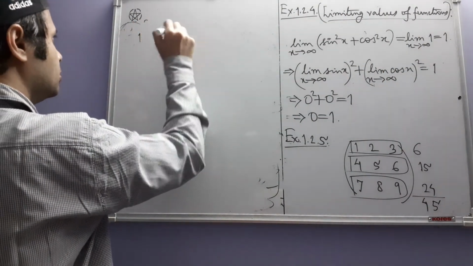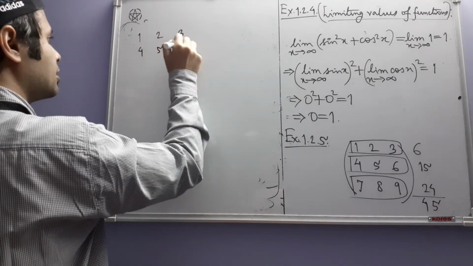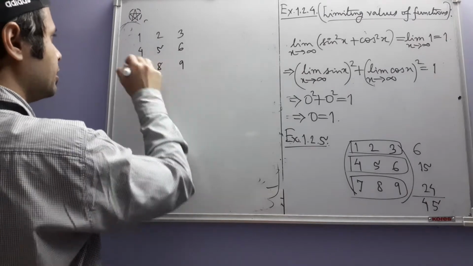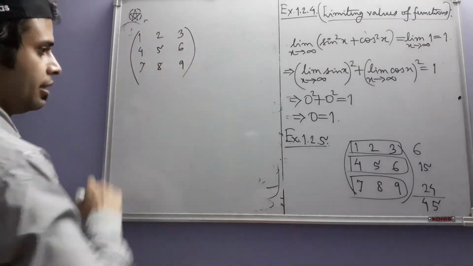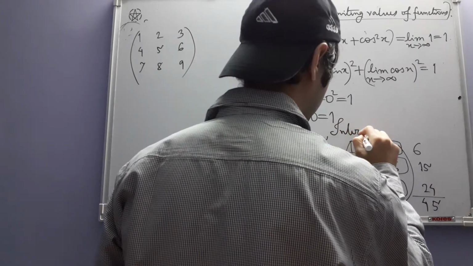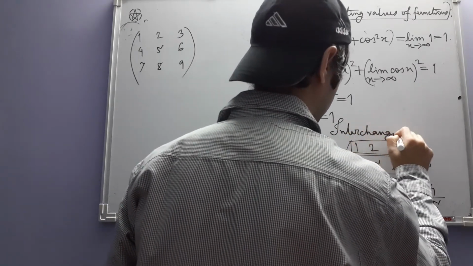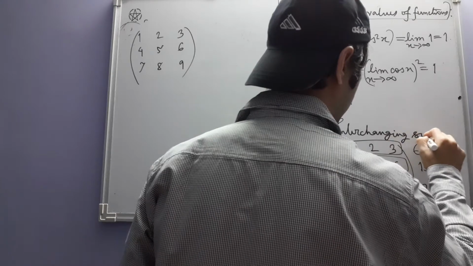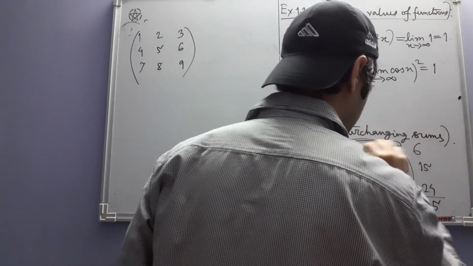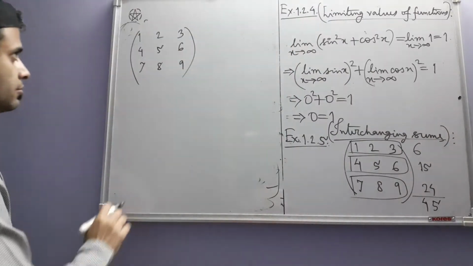Now instead of following this pattern of calculation, if we do something different with the same matrix, 1, 2, 3, 4, 5, 6, 7, 8, 9. I have not named this example, interchanging sums. That's what this example is called.